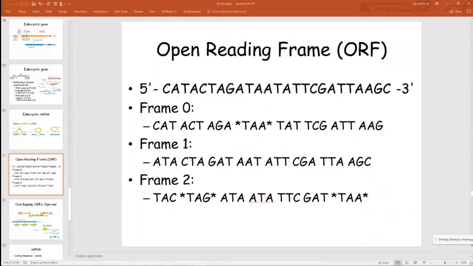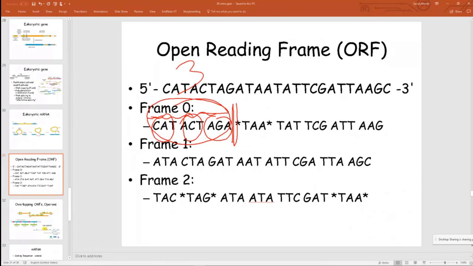Okay, so different frames will give rise to different size proteins. Frame 0, let's say the ribosome binds here and produces one amino acid from that, another amino acid from that, another amino acid from that. As a result, we get a protein that is 3 amino acids long, because it will stop right here, right?